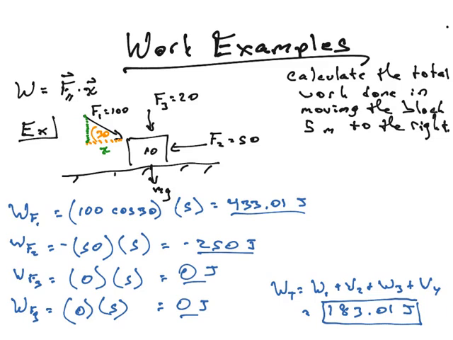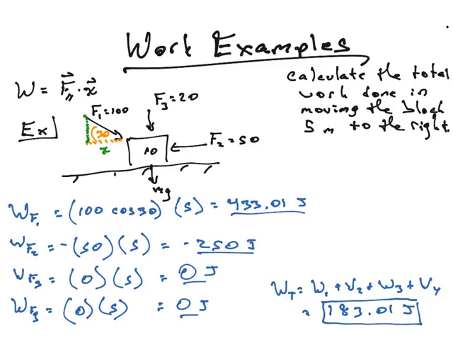Notice some of the forces caused positive work, some of the forces were negative work, so they kind of sucked up the work. And then some of the forces, even though they were applied to the box, didn't go into the work calculation at all, because they weren't in the right direction.